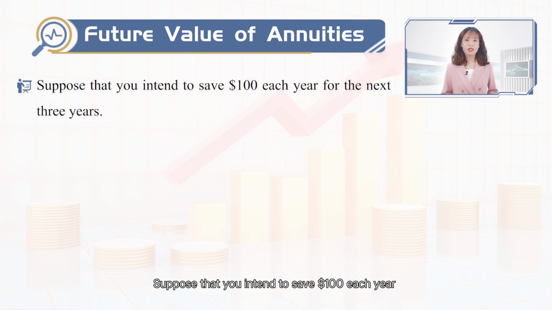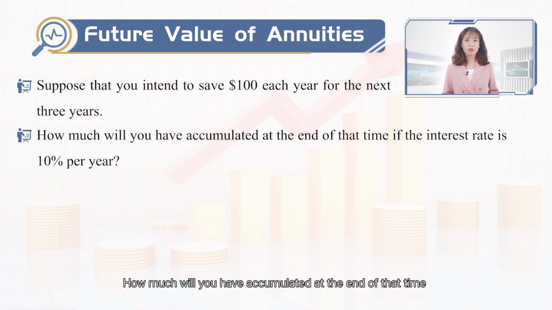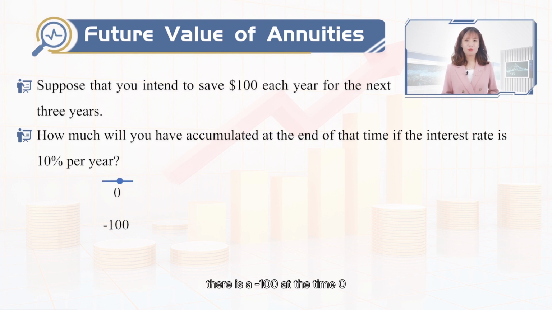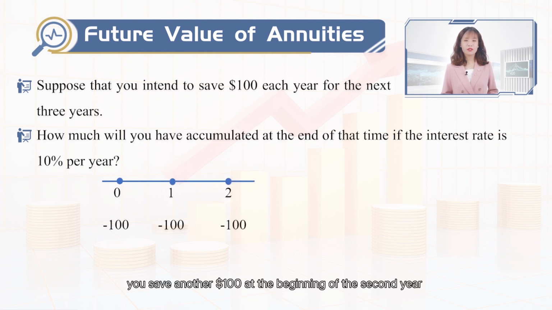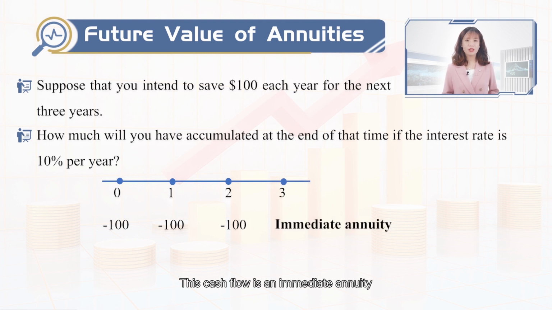Suppose that you intend to save $100 each year for the next 3 years. How much will you have accumulated at the end of that time if the interest rate is 10% per year? If you start saving immediately, you deposit $100 at the beginning of the first year, that is, there is a minus 100 at time 0. And then, you save another $100 at the beginning of the second year and third year, corresponding to time 1 and time 2. This cash flow is an immediate annuity.